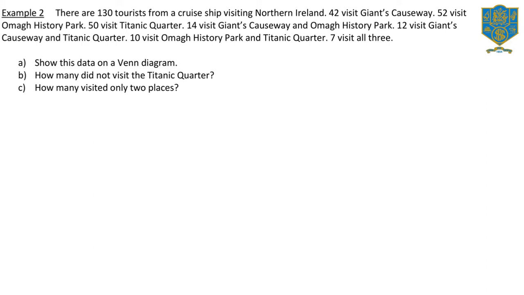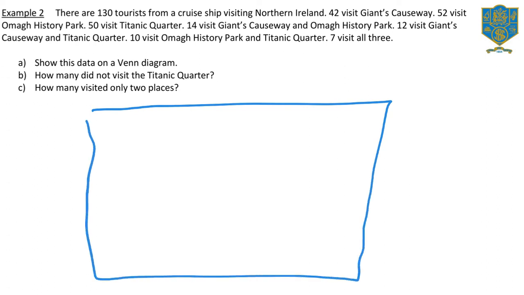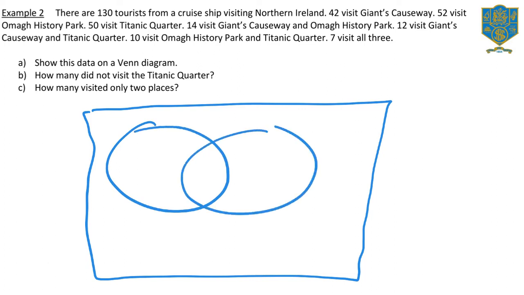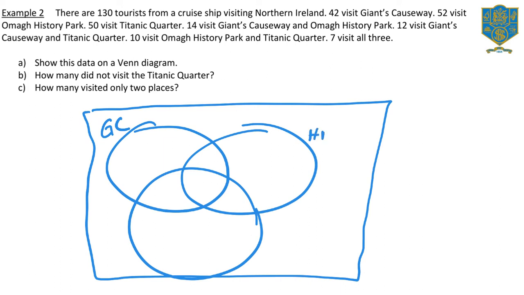So to show this information on a Venn diagram, the way we do that is we start from the middle and work our way out. We've got 3 different venues here, so we're going to have 3 circles, or circular shapes really. We're going to say that this first circle is the Giant's Causeway. The second circle is the Omagh History Park. And the last one is Titanic Quarter. So we've got the total as well, which should be 130. So I'm going to put that number outside the box.